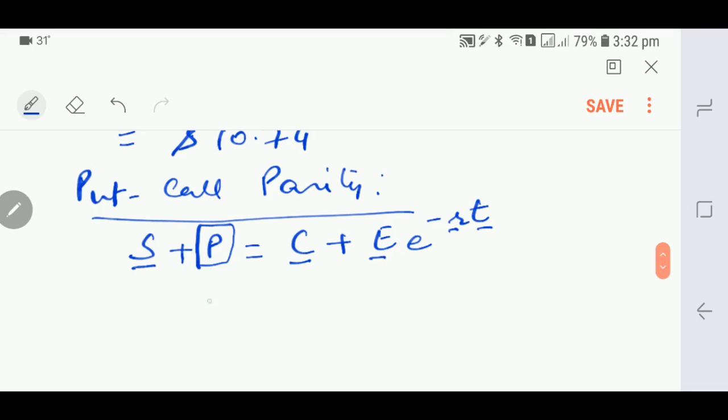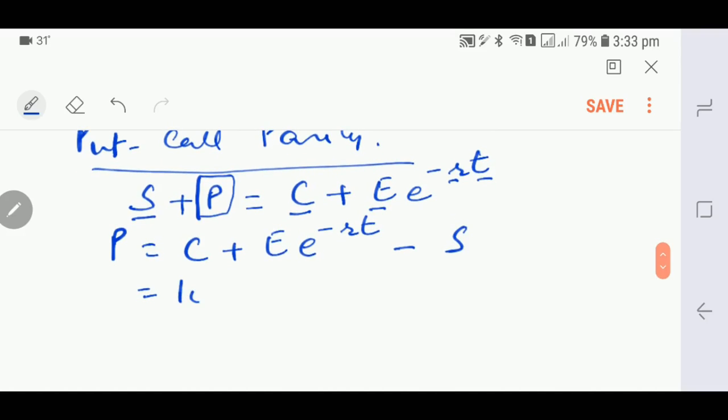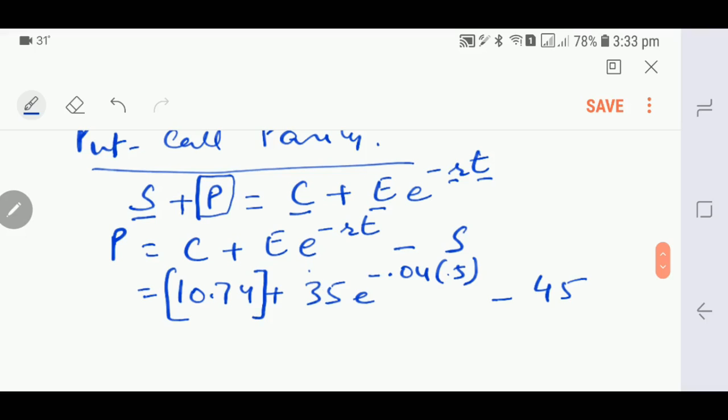So let's reframe this put-call parity to indicate the value of the put option. The put option is going to be equal to C plus the present value of the exercise price minus the stock price. So we can substitute the numbers there. The call value we computed just now, 10.74, plus 35 times e raised to the power of minus 0.04 times 0.5. And from this we will subtract the stock price, which was given to us as 45. Let's bracket out these terms so that there is no confusion anywhere.